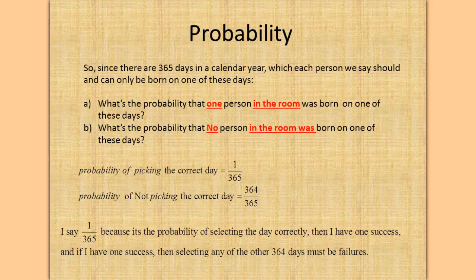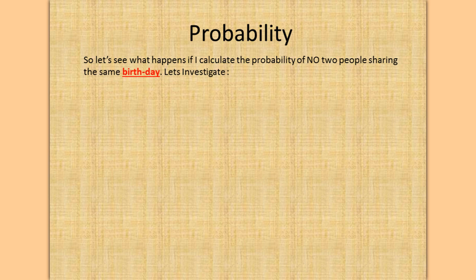I say 1 over 365 because it's the probability of selecting the day correctly. Then I have one success, and if I have one success, then selecting any of the other 364 days must be a failure. Let's continue. So, let's see what happens if I calculate the probability of no two people sharing the same birthday. Let's investigate this.